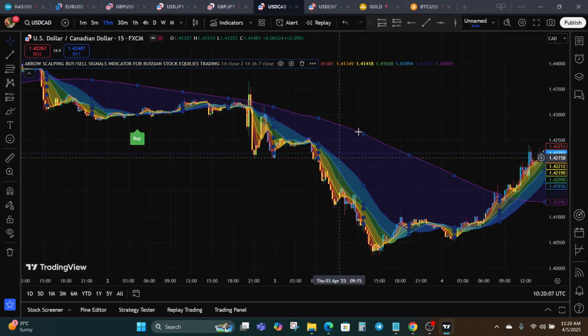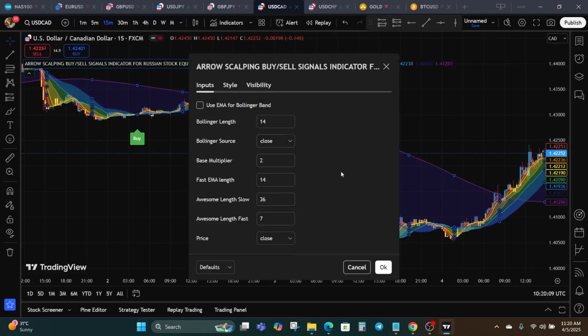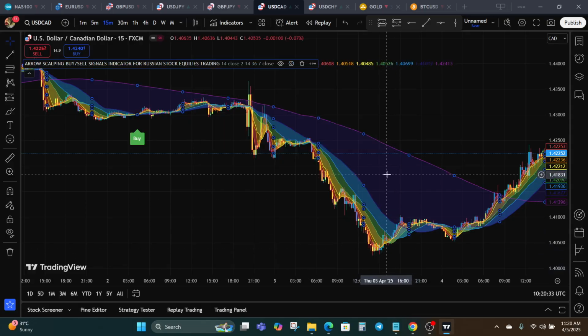Then as for the settings, you can decide to use the default settings, but if you want faster signals, you can modify the length. You can reduce the length for both the Bollinger Band and the awesome length if you want faster signals as a scalper. But if you are more of a long-term trader, you can increase the length. Since we are focusing on scalping in this video, we are going to work with these default settings.